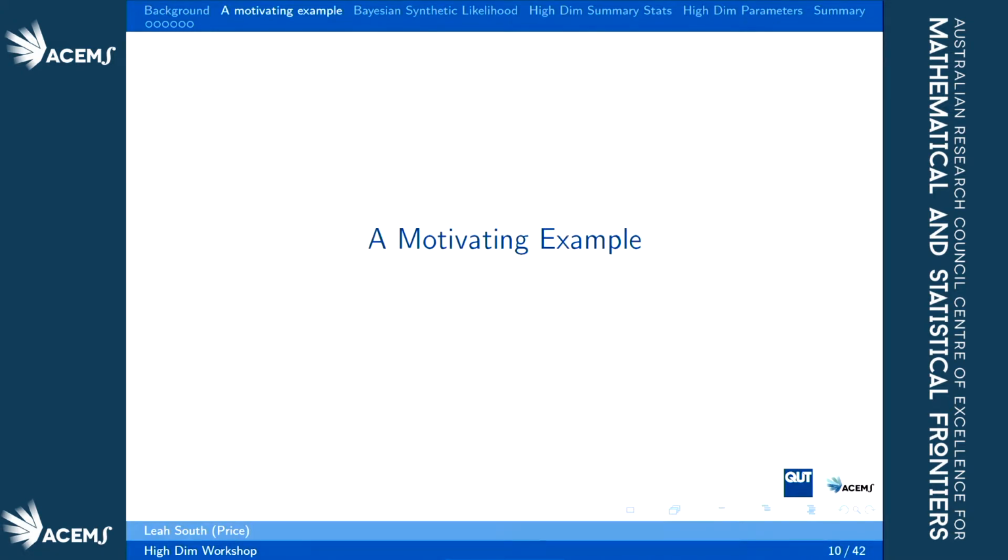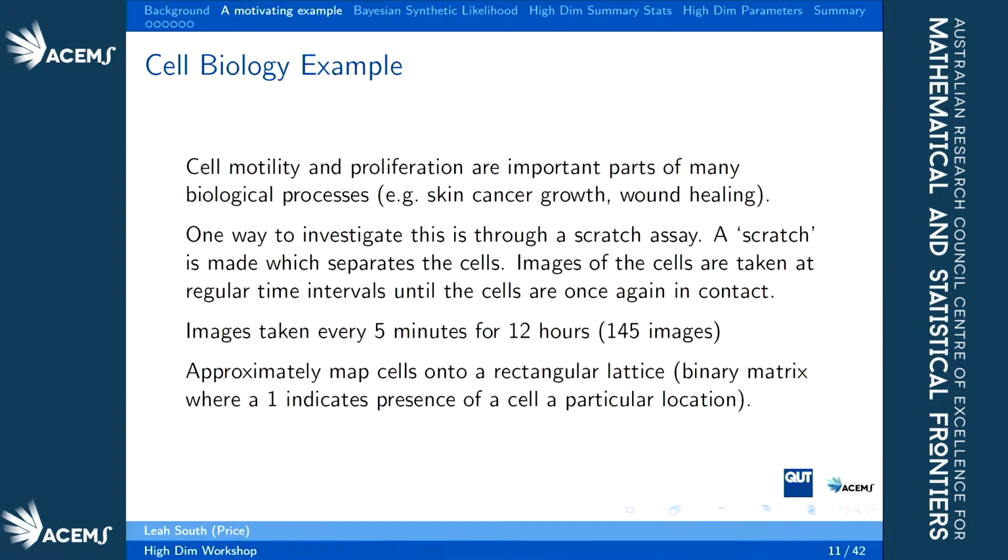So I'm going to use one example throughout, partly because it's an interesting example, partly because all of the papers used it. So I'm sorry, it's only a two-dimensional parameter, but it's got 145 dimensions on the summary statistic. Cell motility and proliferation are important parts of many biological processes. For example, they contribute to skin cancer growth and wound healing. So if we can find good ways to estimate the probability of cell motility or movement and the probability of cell proliferation or reproduction, then we might be able to better assess different methods to, say, improve wound healing.